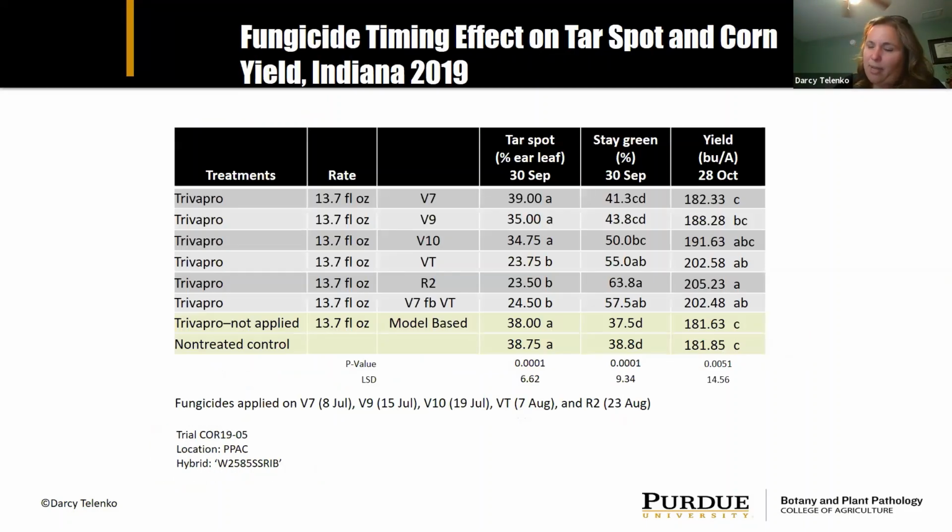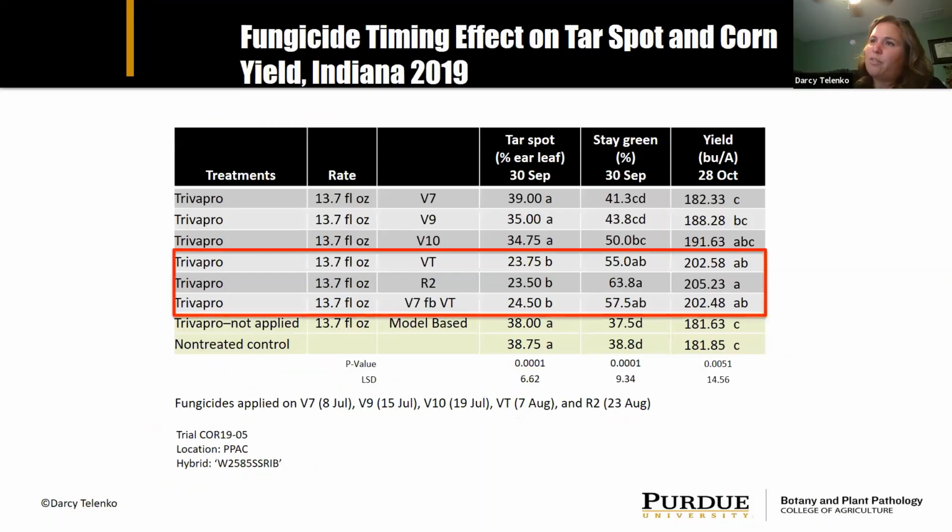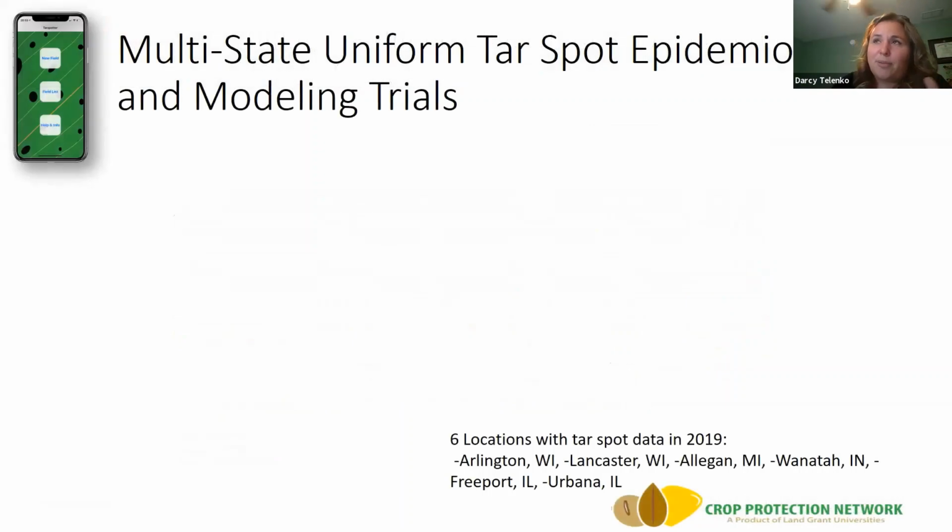And again, we saw the same thing. So the VT and R2 application timings, that's when we saw significant yield protection, and it was almost 20 bushels per acre, those timings, just using Tripper Pro here in this trial. So again, we know that for tar spot, we really need to have those later timings. It's moving in generally later, so that VT or beyond may be our best timing for this disease. We're continuing to track it.